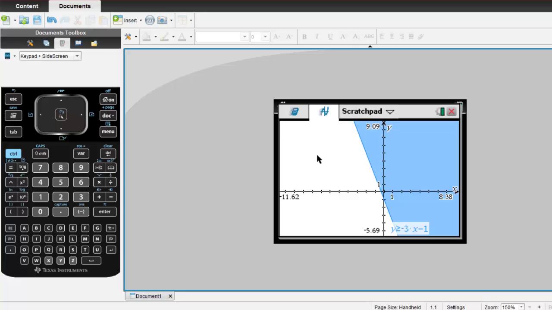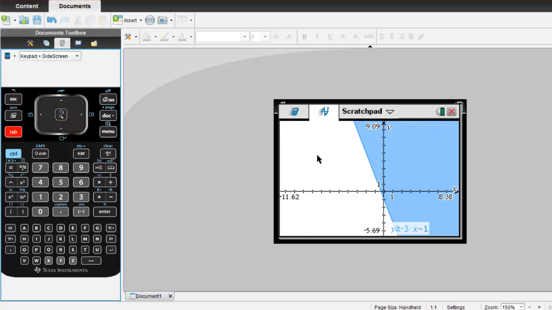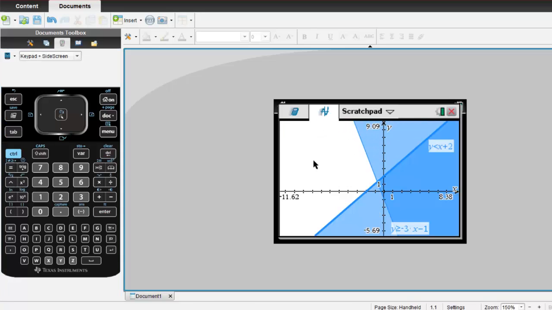Now I'm going to use the tab button to get a second one. And when I graph the second one, you can see that we have this darker blue region that represents the system of inequalities. And that matches up with what we had in our notes. The scaling of the graph is just a little bit different, but you can clearly tell what the system is.